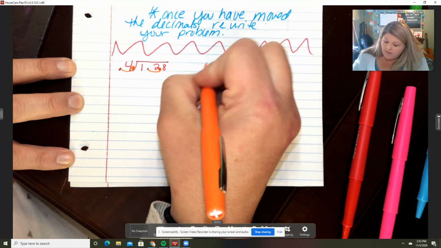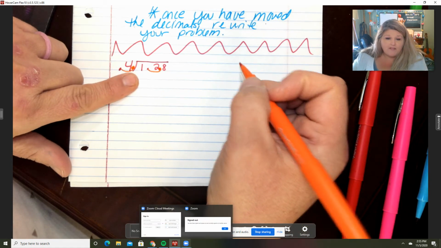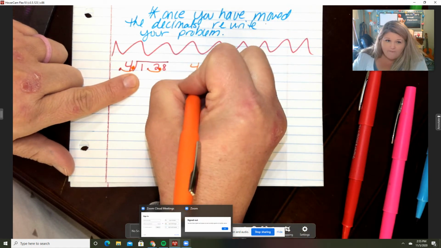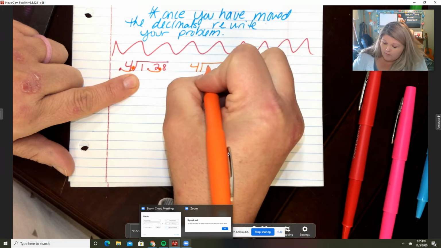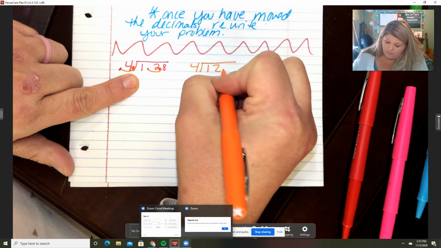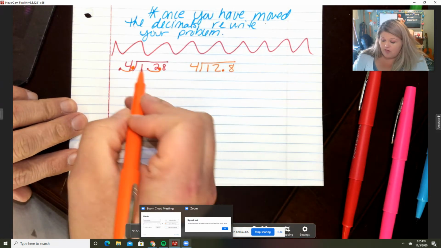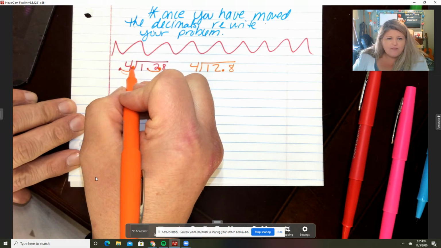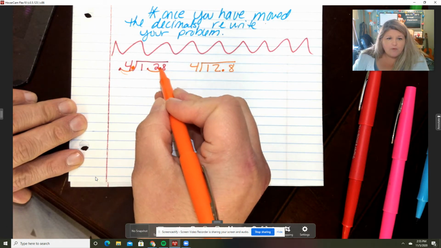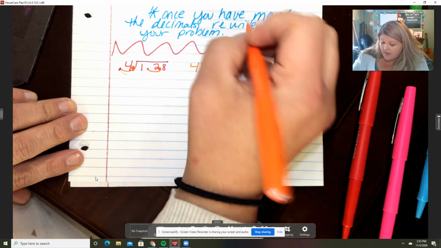I'm going to rewrite my problem to now reflect where my decimals are. So I'm going to put my 4, and then I'm going to put my 1, 2, and then my 8. So now I have shown that my decimal has moved on this side, and then my decimal moved once on this side. So now I'm ready to divide.